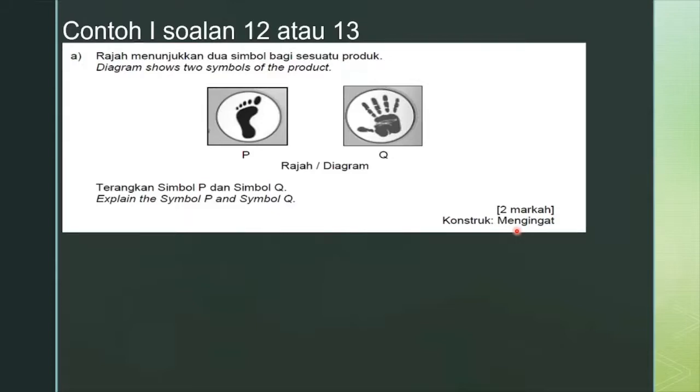Maksudnya di sini, kalau kita tidak mengulang kaji, kita tidak membaca buku sains, tak kiralah buku teks ke, buku rujukan ke, kalau kita tak membaca buku, maka kita tak boleh menjawab. Sebab soalan ini dia memerlukan kita untuk mengingat apa yang kita baca. Baiklah.